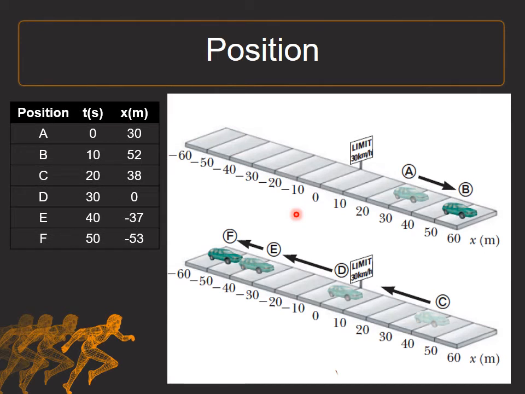Okay. It actually has specific values. So, at the beginning, at time t equals 0, initially, the car is at point A, which is 30 meters to the right of the signboard, so it is positive 30 meters. After 10 seconds, it moved to point B, which is 52 meters to the right of the signboard. So, that is 52 meters.